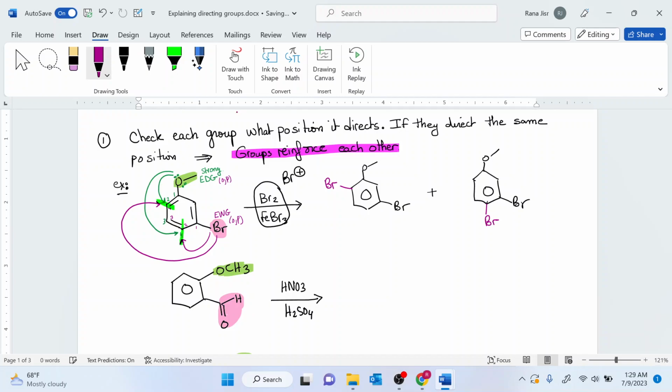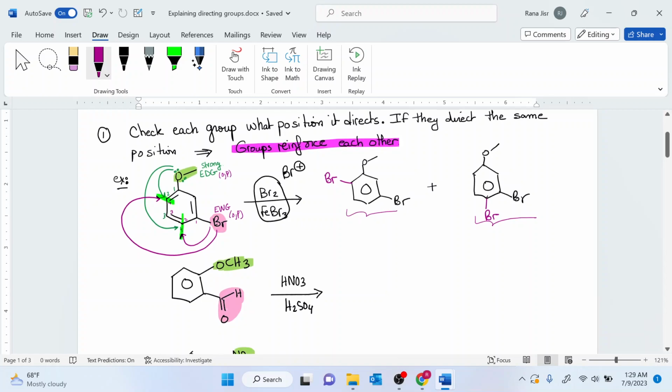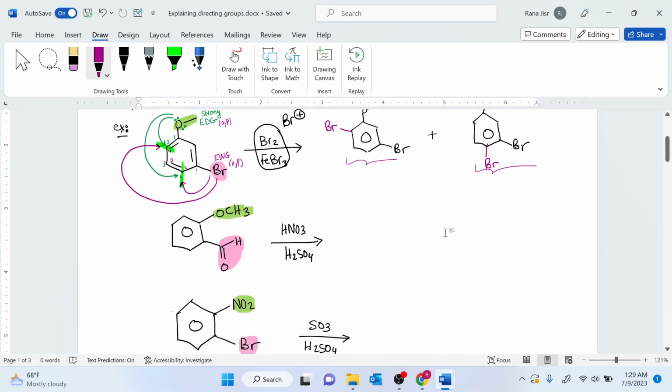Always check the products that you are forming if they are different or if they are the same. If they are the same, just cancel the ones that are the same. Do not duplicate. Here, both of those are different products, so we're just going to leave them, and both products are going to form. Let's have another example here.